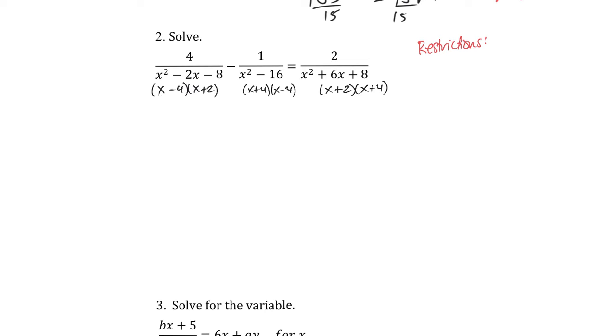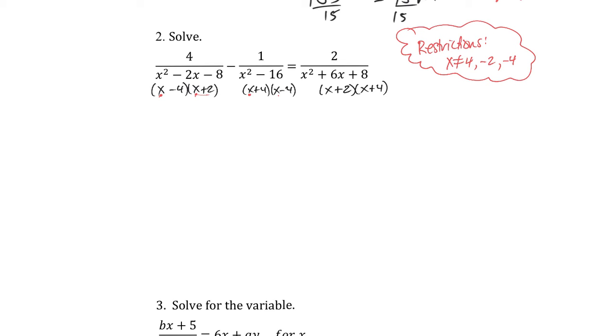So if we put a positive 4 in, that would create 0 here. If we put a negative 2 right in here, that would create a 0. A negative 4, we already got the positive 4, and then these are repeats as well. Okay, so we just have 3 restrictions. And now we're ready to figure out what the common denominator is. We have 1, 2, 3 distinct terms. So that's the common denominator, okay?